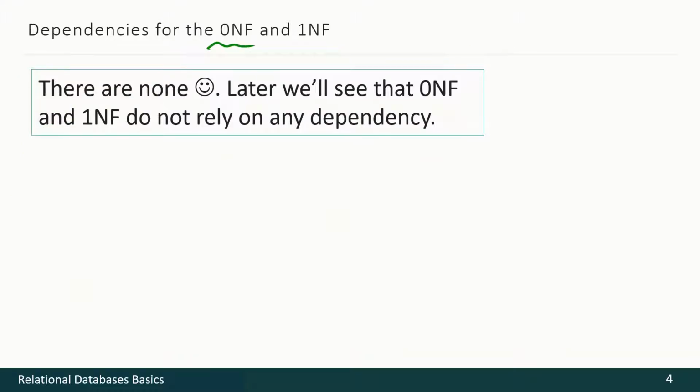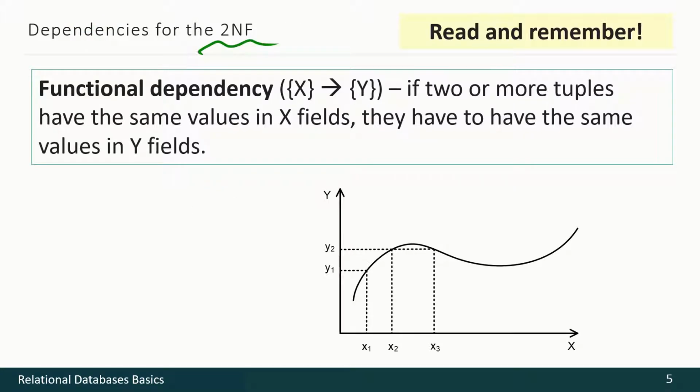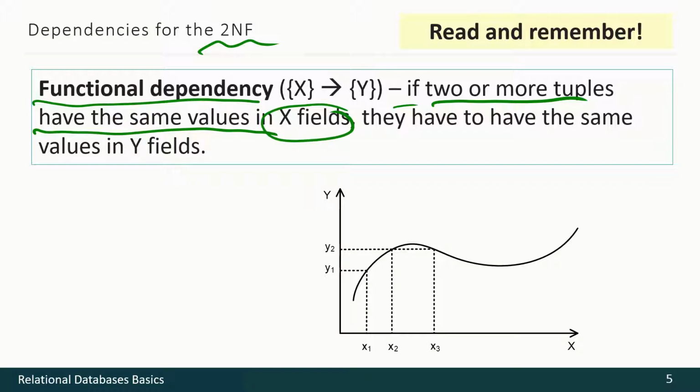Zero normal form and first normal form are not related to any dependency. We shall see it in some next videos. So for now we are going to second normal form. The second normal form depends on functional dependency. This is a situation when two or more tuples having the same values for some X set of fields, so they have to have the same values in Y set of fields.